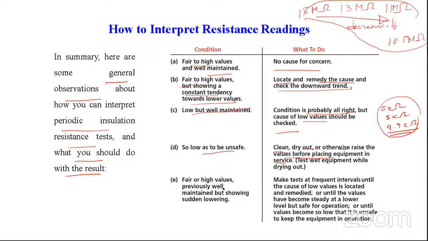And here, fair or high values previously well maintained but showing sudden lowering. In that case, make tests at frequent intervals until the cause of low values is located and remedied, or until the values have become steady at a lower level but safe for operation, or until the value becomes so low that it is unsafe to keep the equipment in operation. Okay, so with this I conclude here. That is how you will measure the insulation resistance and what the interpretation of the result is.